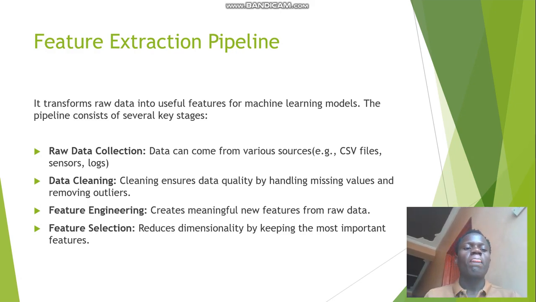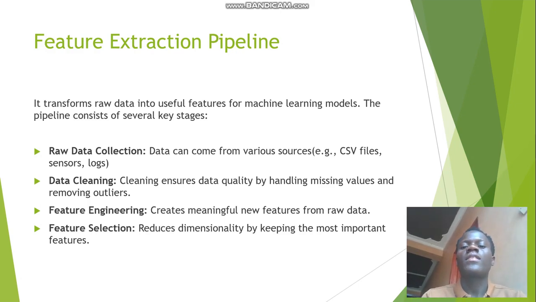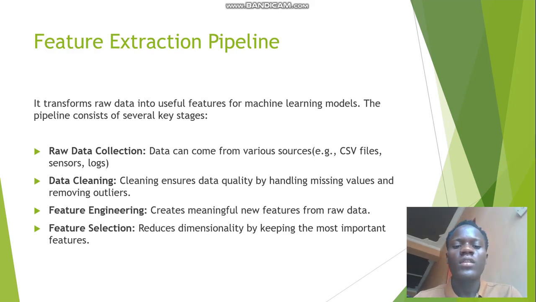If I talk about four, we have raw data collection. Data can come from various sources, e.g., CSV files, sensors, and logs. We have data cleaning. Cleaning ensures data quality by handling missing values and removing outliers. We shall see this one also in the EDA code, handling missing values. We have feature engineering, which creates meaningful new features from raw data. We have feature selection, reducing dimensionality by keeping the most important features.